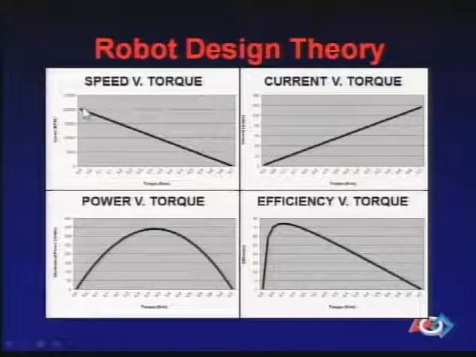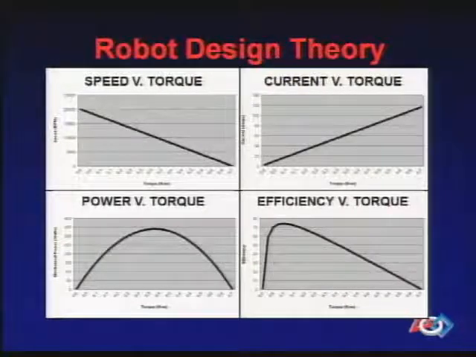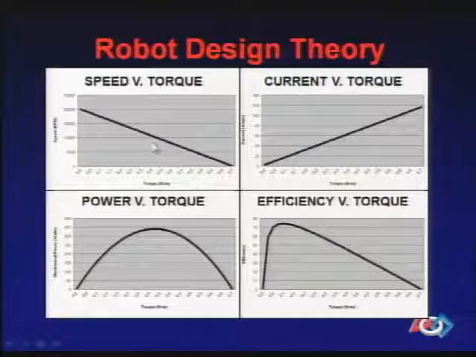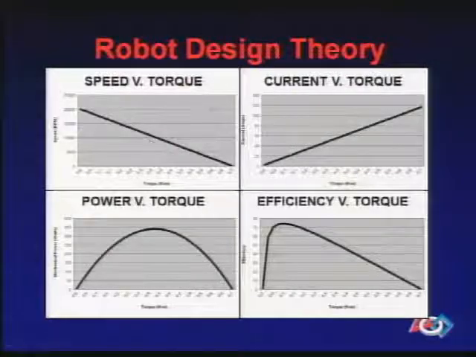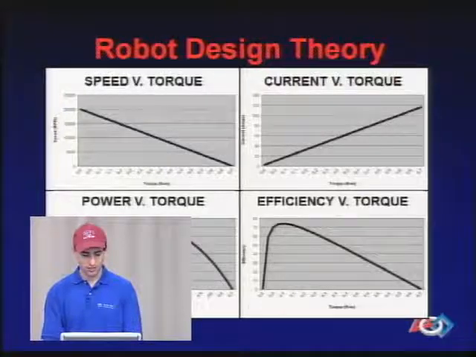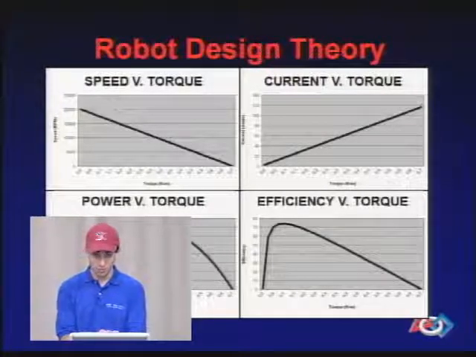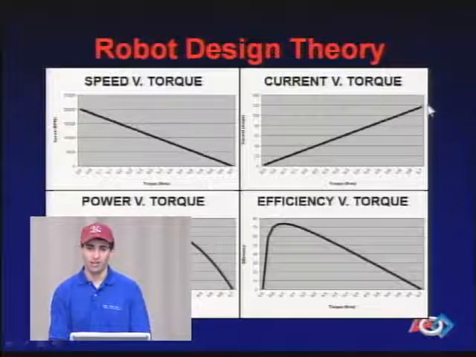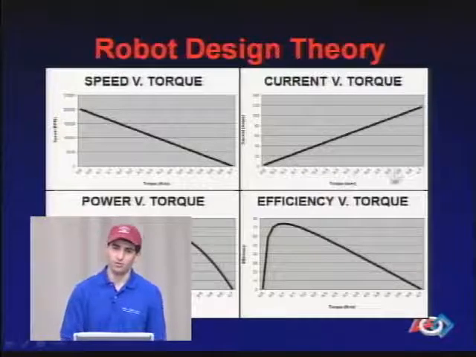But it's slowing down because I'm applying a torque to it with my hand, and it's applying a torque back. So as the torque goes up, the speed goes down, because as I'm slowing this motor down, it's producing more torque. Now, the other side of this is that as I slow this motor down, it has to produce more torque, and the amount of current it draws, electrical current, goes up. So this graph is the opposite: the more torque, the more current.